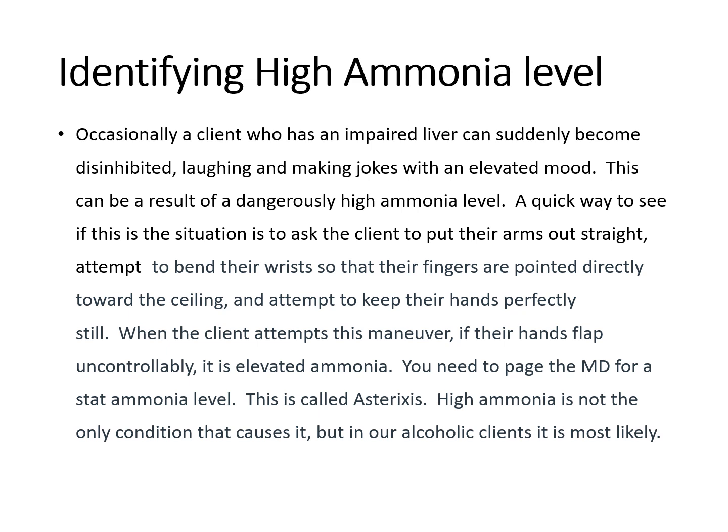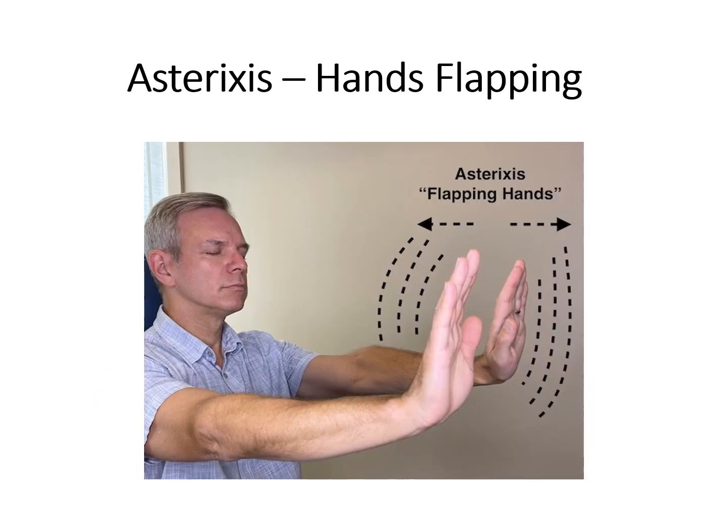It's not the only condition that can cause asterixis, but in our alcoholics, that's what it usually is. In our non-alcoholics, it can also be caused by kidney problems as well. What's going on there is it interferes with the dorsiflexion, the ability to hold a contraction in your wrist.